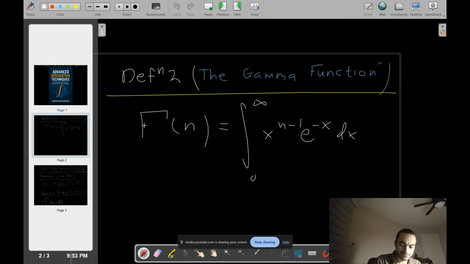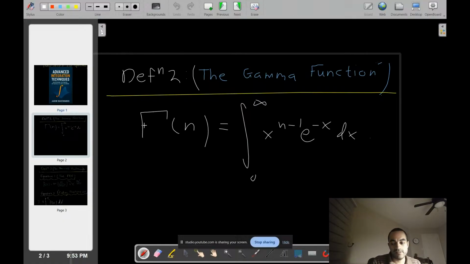The gamma function calculates an improper integral of the product of a variable x to the power of n minus 1 times e to the negative x dx, where n is some value, some number. It could be a whole number, an integer, or any of those. It can be a fractional value.